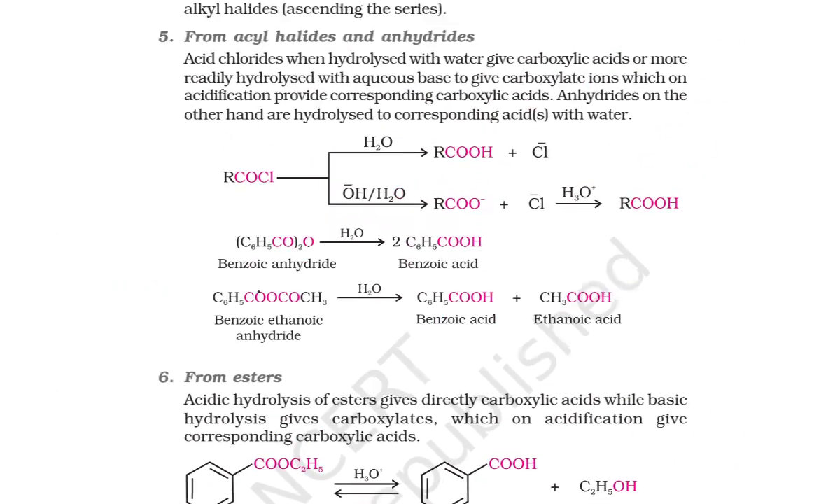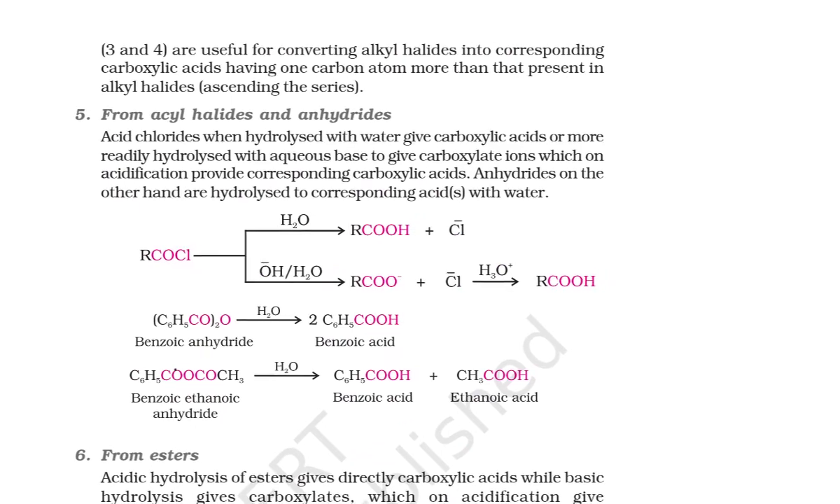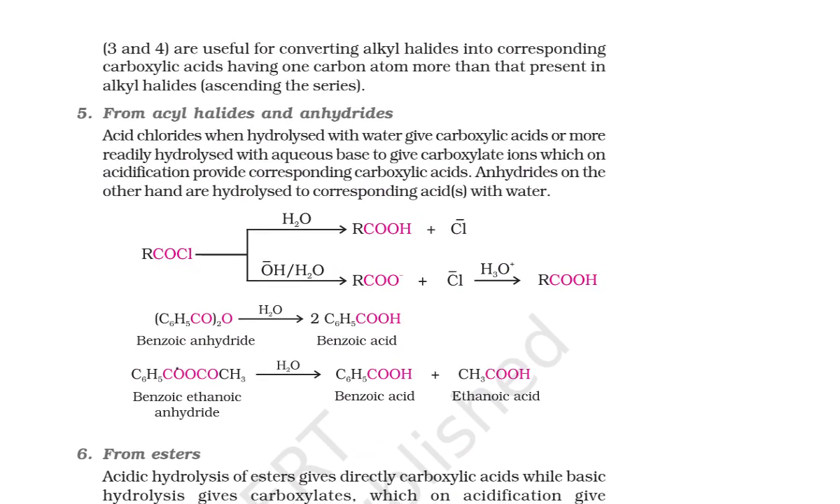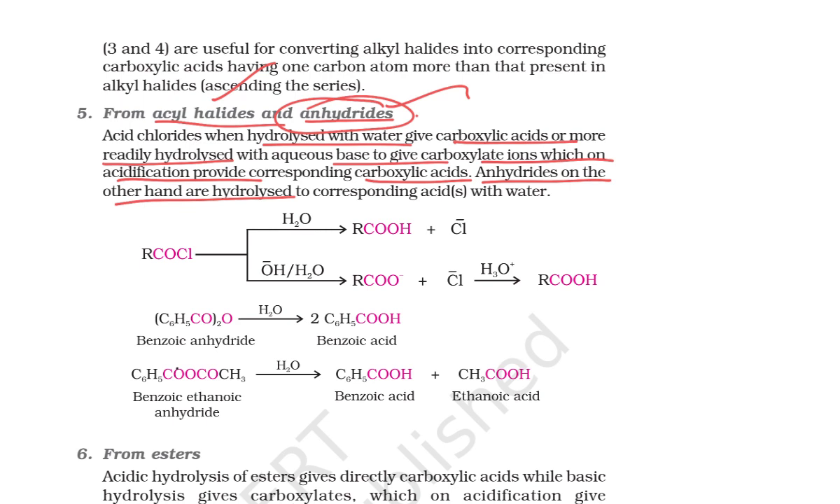So look here, the first reaction is from acyl halide and anhydride. If an acid reacts with acid chloride or acid halide, at that time it is going to form the acyl halide. When from the acid you remove the water, you will get the anhydride. Acid chloride, when hydrolyzed with water, gives carboxylic acid; it is more readily hydrolyzed with aqueous base to give the carboxylate ion, which on acidification provides the corresponding carboxylic acid. Anhydride, on the other hand, hydrolyzes to the corresponding acid with water.